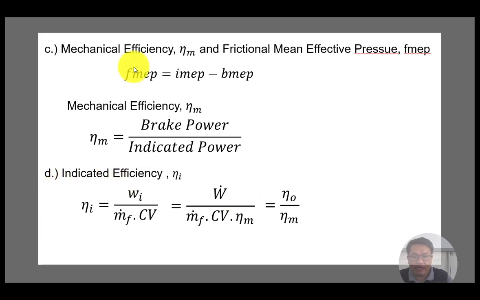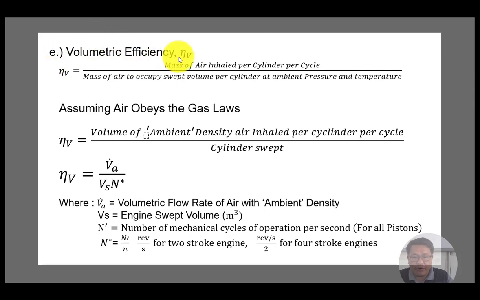internal combustion engine. Now for volumetric efficiency, we have this symbol here. So it is equal to the mass of air inhaled per cylinder per cycle, divided by the mass of air to occupy the swept volume per cylinder at ambient pressure and temperature. So that is the amount of air that can be taken in by an internal combustion engine. So that is the volumetric efficiency. Assuming air obeys the gas law, for your volumetric efficiency, we have the volume of ambient density air inhaled per cylinder per cycle divided by the cylinder swept volume.